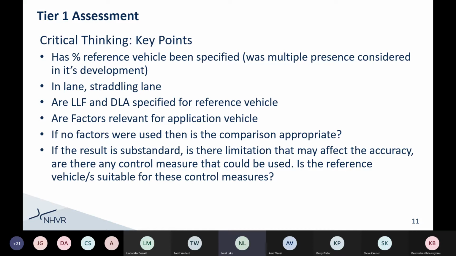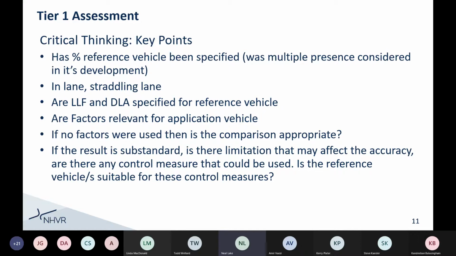And so there needs to be a lot of caution exercised if we're doing that. And generally, if you're not sure, I'd be encouraging you to think about using in-lane reference vehicles to compare in-lane application vehicles and straddling lane in the same way, but not really mixing and matching them at this stage. And as I've said before, as we go down the track, hopefully we will develop some better knowledge around particular bridge families and understand how we could mix and match those. We want to see whether the live load factor and the dynamic load allowance was specified for the reference vehicles, and are those factors relevant for the application vehicle that was considered? And of course, and I already discussed, if no factors were used, then is the comparison appropriate?